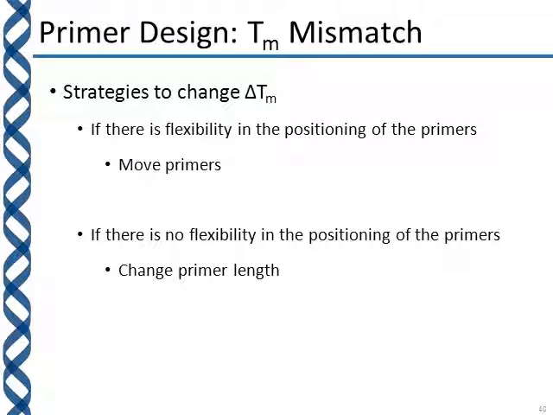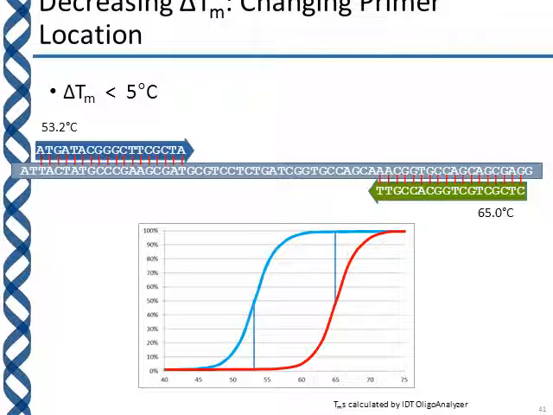So let's take a look at ways that we can address a delta TM. If you have flexibility in the positioning of the primers, you can simply move the primers. And if for some reason you don't have that sort of flexibility, you can actually change the primer length. So let's take a look at those situations.